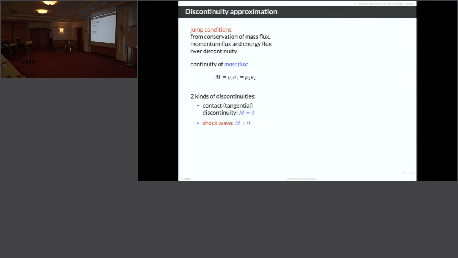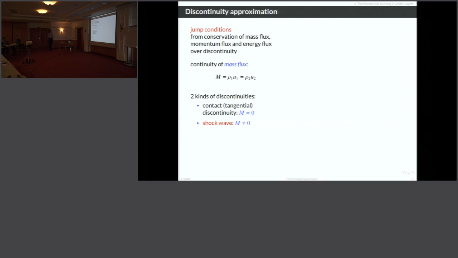Now, depending on the value of this mass flux, you can distinguish two kinds of discontinuities. One is, of course, this equation holds if the mass flux is simply 0, if we don't have a mass flux over the discontinuity. Then we have a contact discontinuity, or in multi-D this is called tangential discontinuity. We're not interested in this solution here.